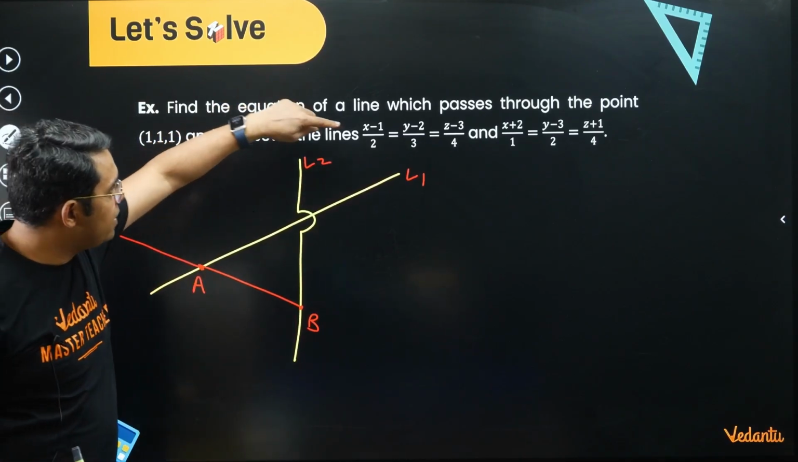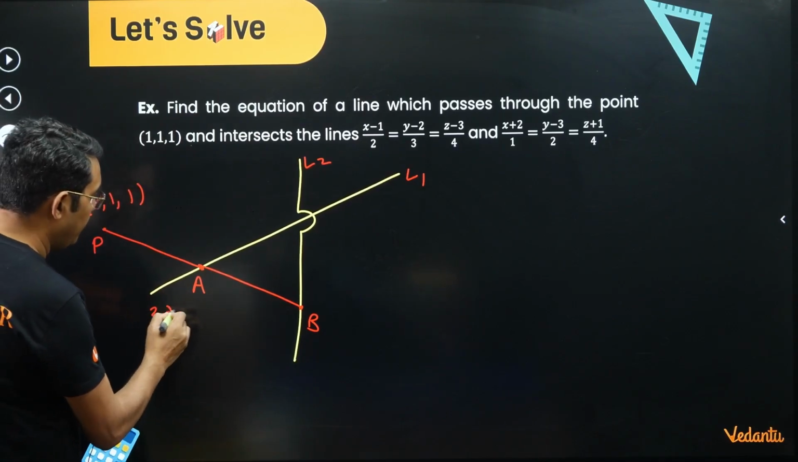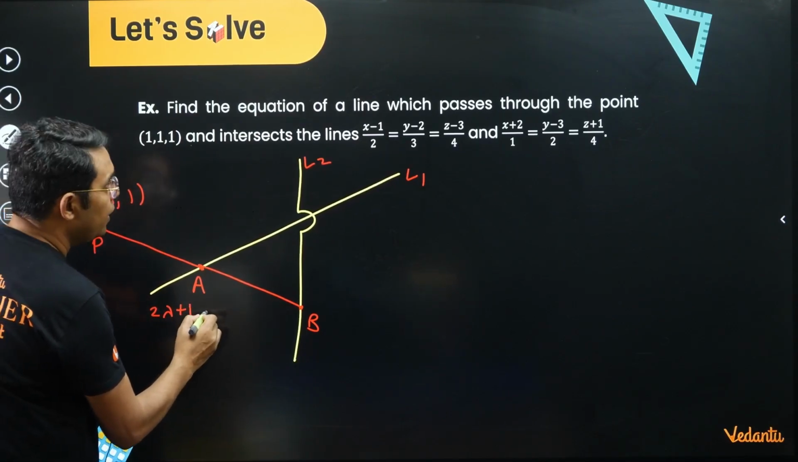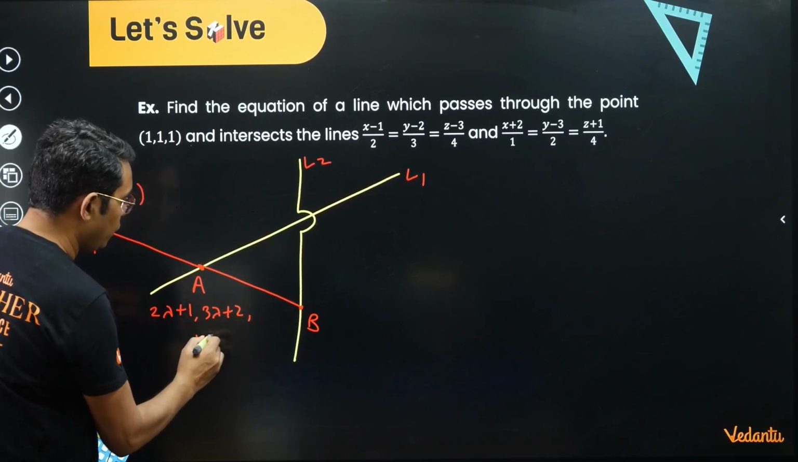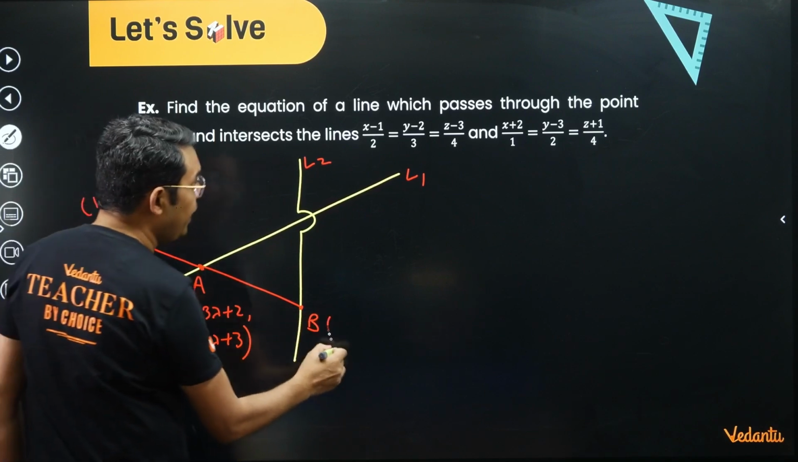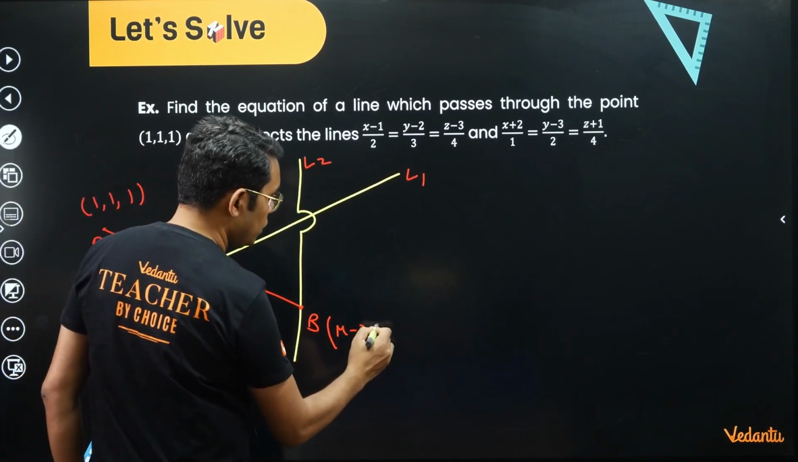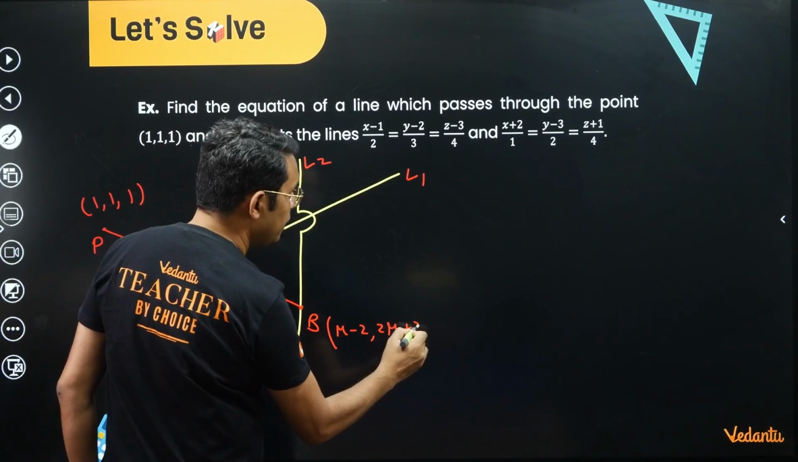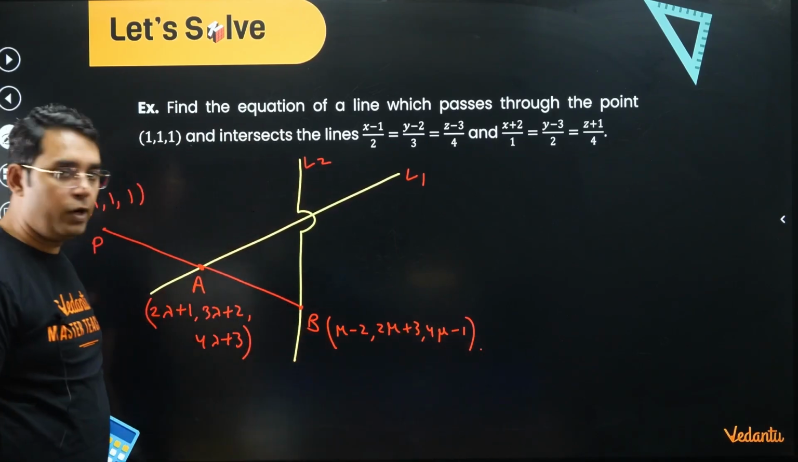Now I will be taking a point A on this line L1 which will be 2 lambda plus 1, 3 lambda plus 2, 4 lambda plus 3. And this point B I can take in terms of mu. So mu minus 2, 2 mu plus 3 and 4 mu minus 1. So these are the points that we have got.